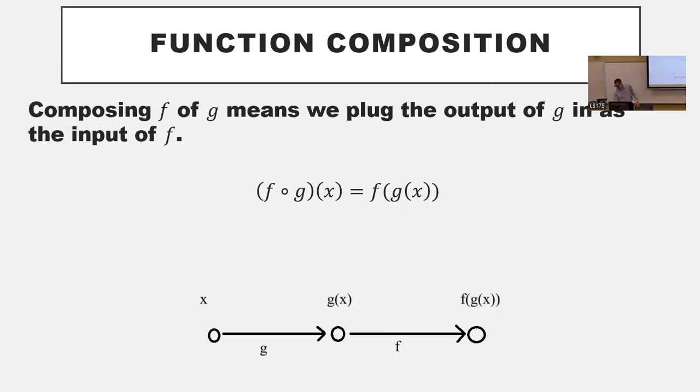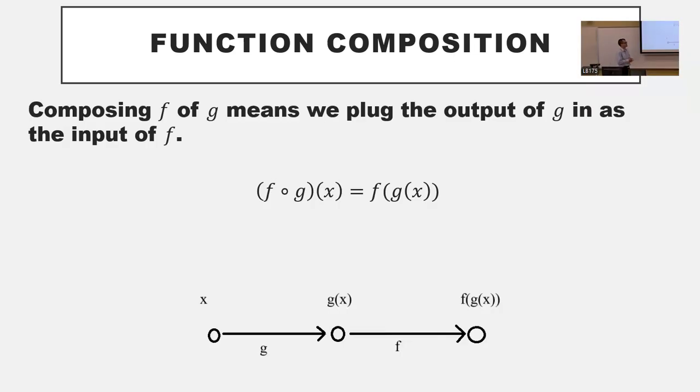When we want to compose two functions, we'll call them f and g. The composition of f with g, or composing f of g, means you plug in the output of g in as the input of f. And the notation we use is an open circle for function composition. So it means take the output of g and plug it in as the new input of f.